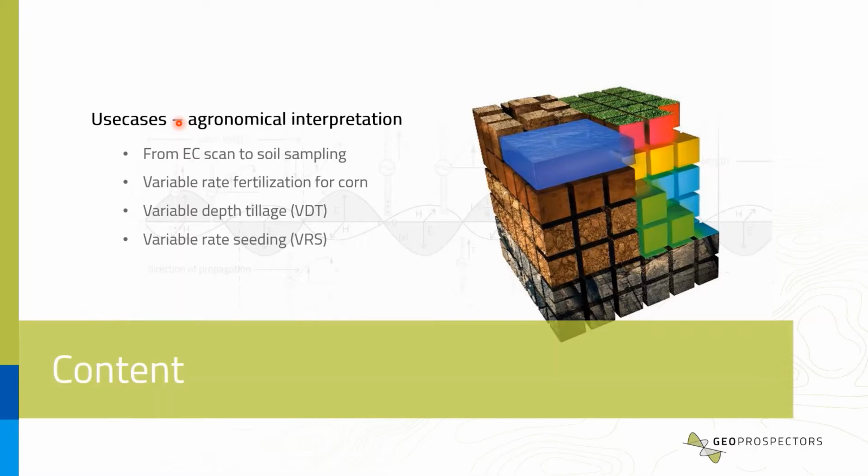Therefore, I put together a data set where I can showcase, from EC scans, so from the scan data, how you can do proper soil sampling. From this soil sampling, how can you plan your variable rate fertilization? And I was planning it for corn. Our dedicated processing software is also capable of calculating variable depth tillage and also variable rate seeding. For this actual field, I was planning the seeding for corn.